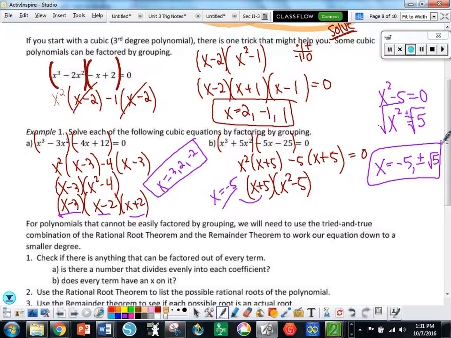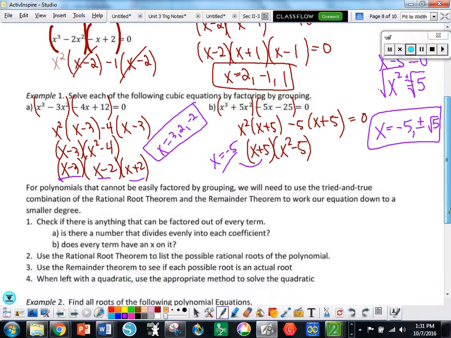So if there's no middle term, and it doesn't factor nicely, that's what I would do. All right, let's move on.